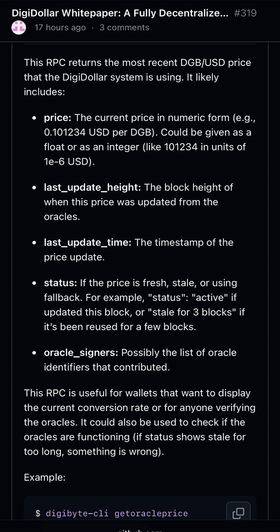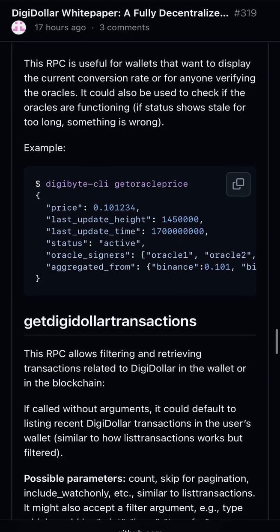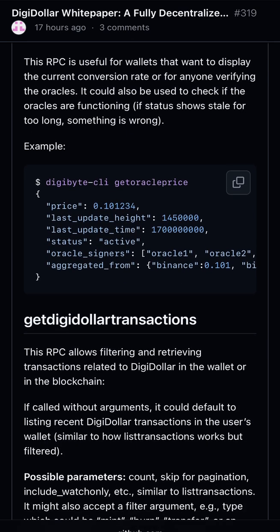Status, if the price is fresh, stale, or using fallback. For example, status, active if updated this block, or stale for 3 blocks if it's been reused for a few blocks. Oracle signers, possibly the list of Oracle identifiers that contributed. This RPC is useful for wallets that want to display the current conversion rate, or for anyone verifying the oracles. It could also be used to check if the oracles are functioning. If status shows stale for too long, something is wrong.